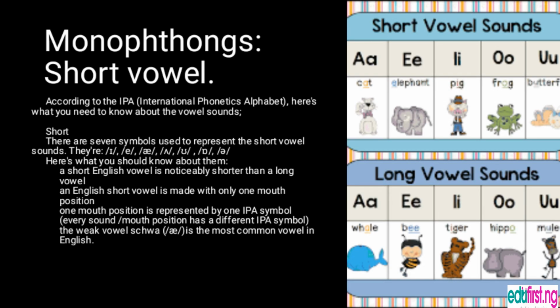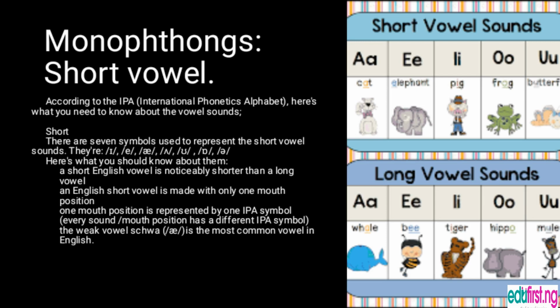The short vowel sounds. Now, according to the IPA, which is the International Phonetic Alphabet, here is what you need to know about the short vowel sounds. There are 7 symbols used to represent the short vowel sounds. Never mind, you will distinguish these sounds when we are looking at the examples. Here's what you should know about them.